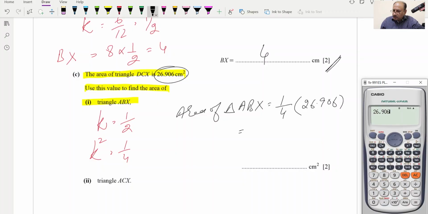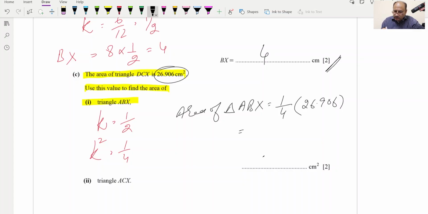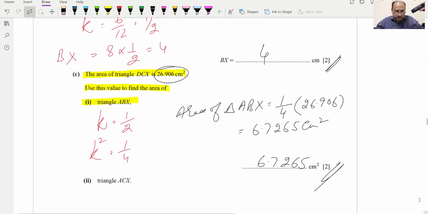26.906 divided by 4 is equal to 6.7265, and this will be centimeter square. This is a 2 marks, easy question.